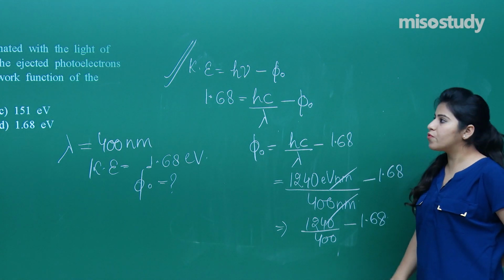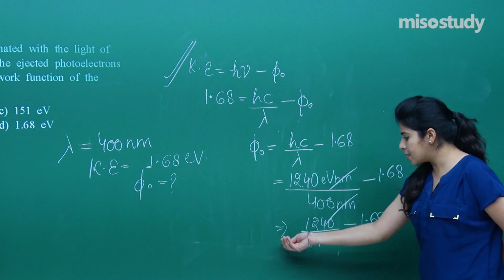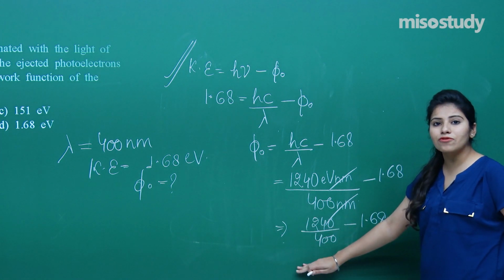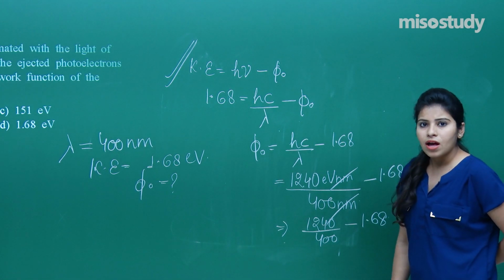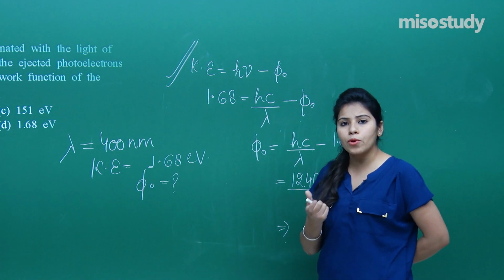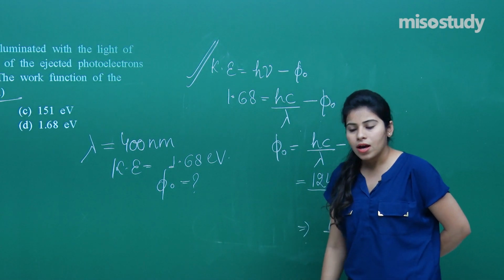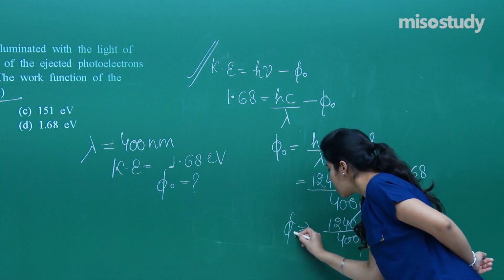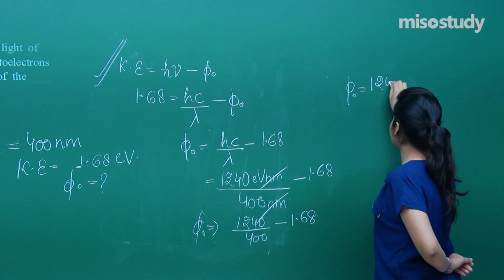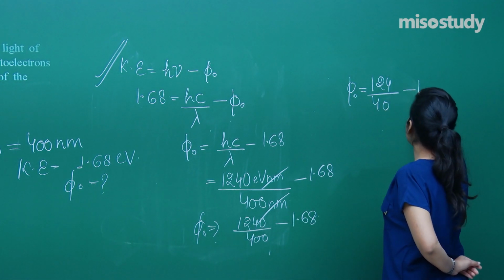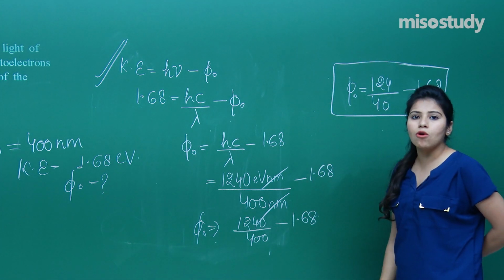Now you can solve it very easily, and whatever number comes out here will be your work function. I have just told you how to approach this question, but the answer will be given by you. Let me write it again, that would be 1240 by 400 minus 1.68. Just solve for this and find the value.